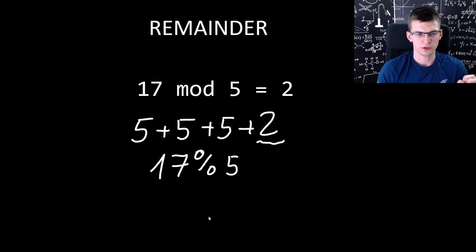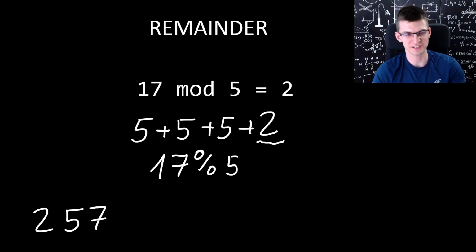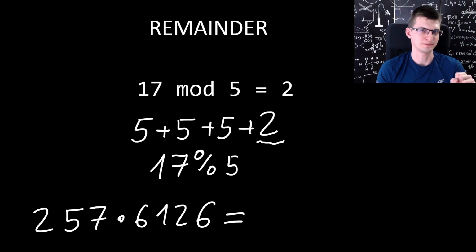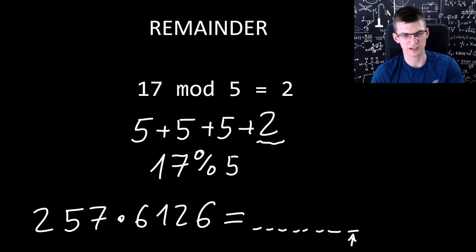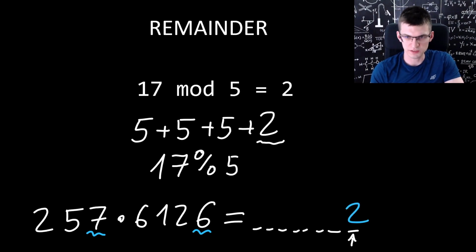If I told you to compute a product, let's say 256 times, well, this was a power of 2 just by coincidence, 257 times 6126. And you need to compute the answer modulo 10. Most of you should know that the modulo 10, it just means to print the last digit. I don't even know how many digits this answer has. I don't care. The thing is, we should only take a look at the last digit of both numbers we multiply. 7 times 6, it's 42. So I claim this digit is 2. And that's the answer. I don't care about everything here.